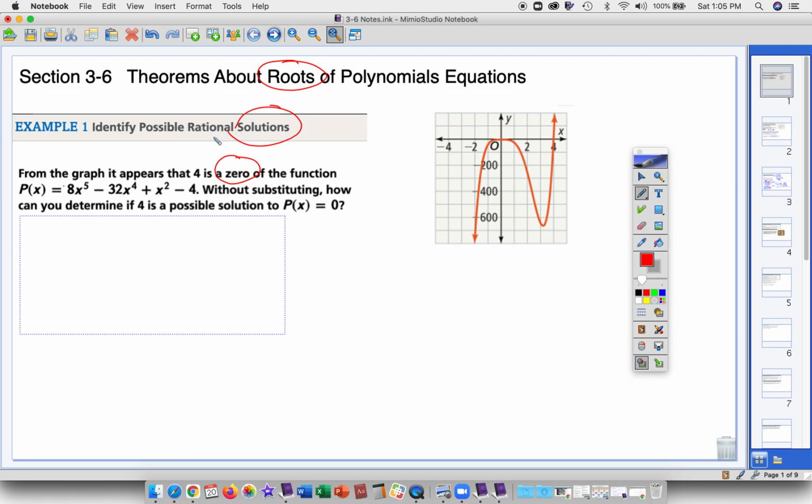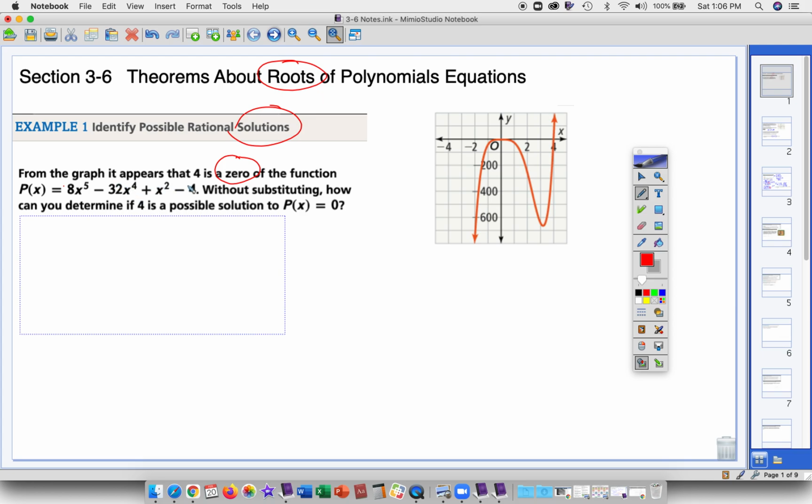Now that word rational, if you look at the first 5 letters, you see the word ratio, right? So rational solutions are the solutions that are real numbers that can be written as a ratio. Here's another key word, possible. So we're looking for possible solutions.